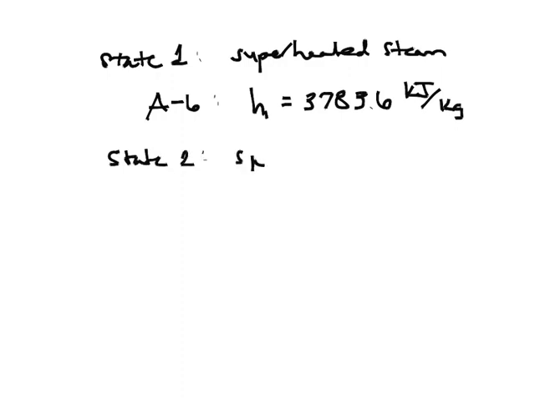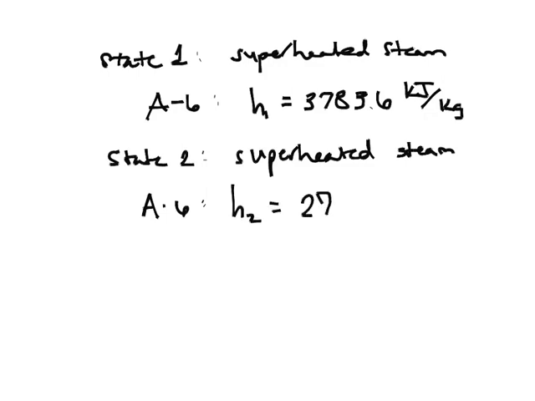Okay, now we need h2. At state 2, we do the same thing and we find that again we are superheated at the outlet of the turbine. And so again, from table A6, we find that h2 is 2,780.2 kilojoules per kilogram. All right, so now we're ready to plug in and calculate our m dot.